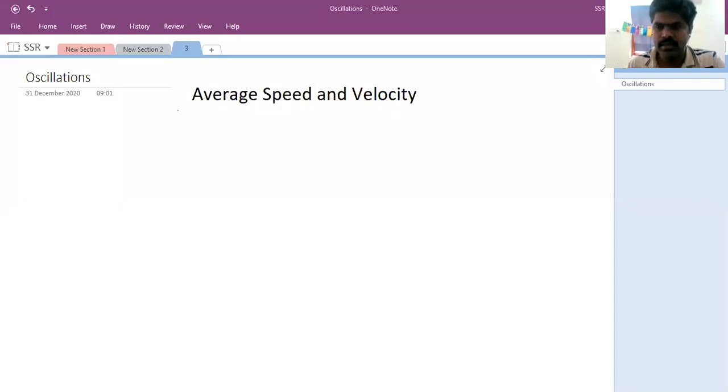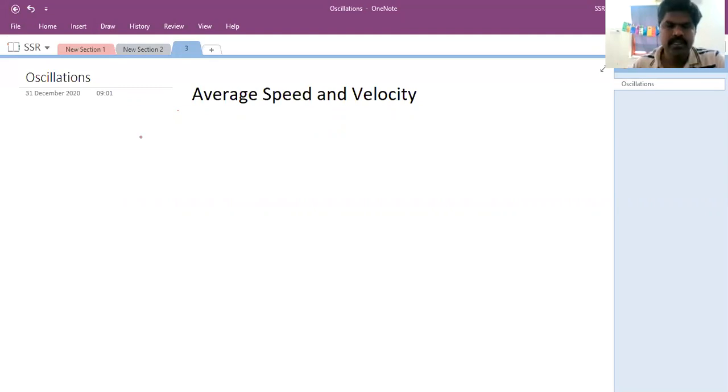Today we are going to discuss, as part of the oscillations in simple harmonic motion, the average speed and average velocity of a particle which is executing SHM, simple harmonic motion. Are you clear? Are you able to see the screen? Average speed and velocity.